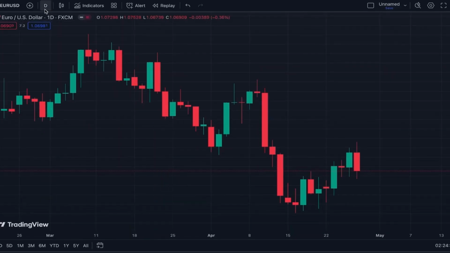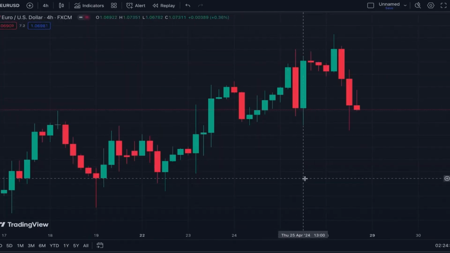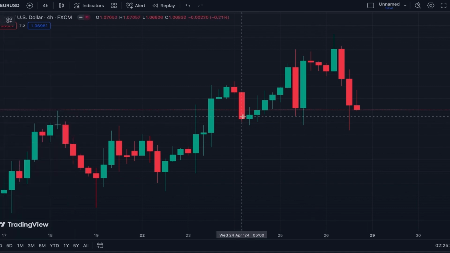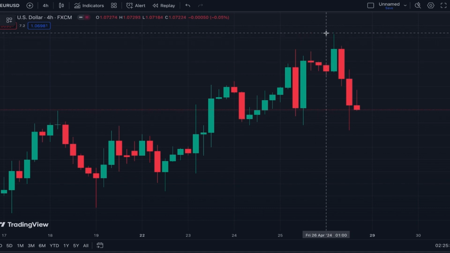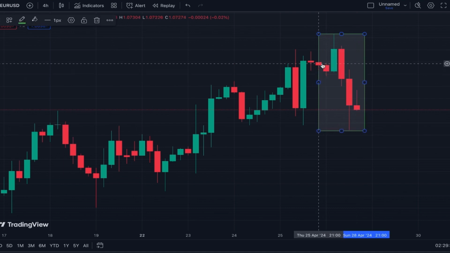Alright, now let's switch to 4 hours time frame and see what happens on our chart. When you are on 4 hours time frame, the x-axis is divided based on every 4 hours. Let me mark the area for April 26 so you better understand what is going on here. April 26 started here, so I draw a rectangle from here down to here. Alright, these are 4 hours candles for April 26.